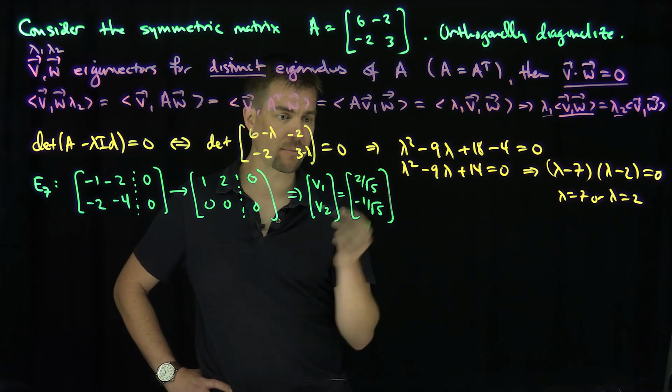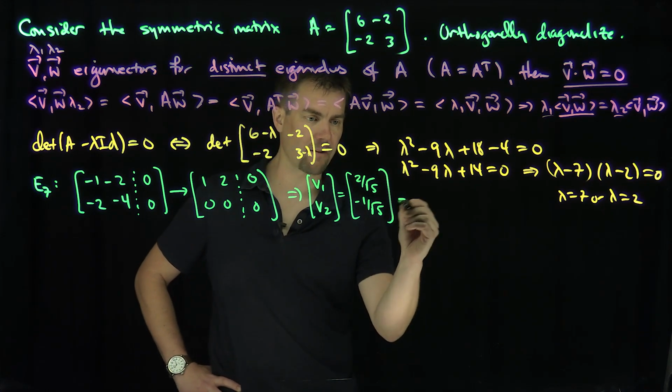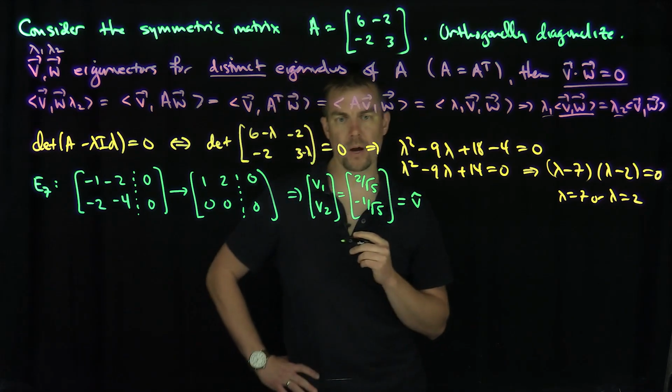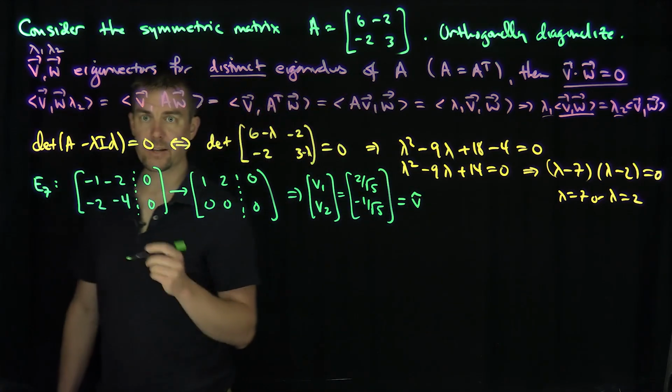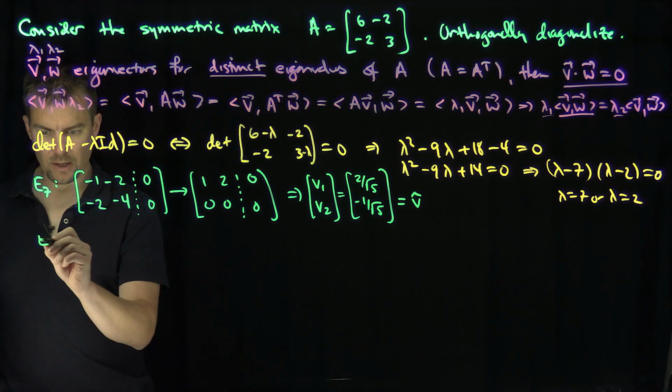Of course, I've chosen the root 5 to make sure that this is a unit vector over here. So this is my V hat, and that's going to be a unit vector. Okay, excellent. Let's find the eigenspace corresponding to 2.